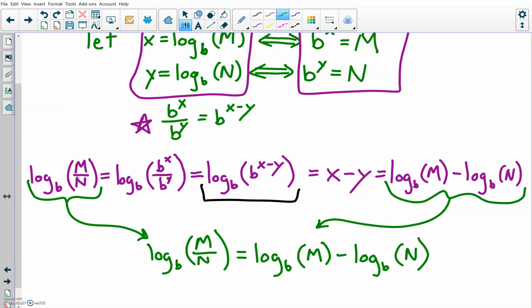One thing to always keep in mind, the numerator is always positive when you're breaking this down into the subtraction. The numerator always goes first, it's always positive. Denominators in logs are always negative when you are doing the conversion. They get the negative sign in front of them.